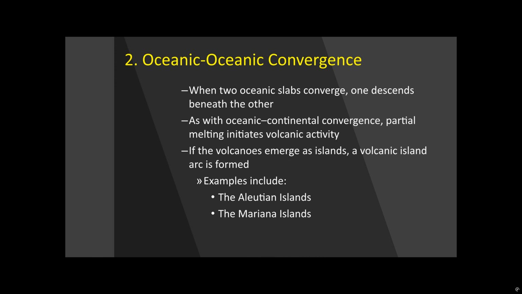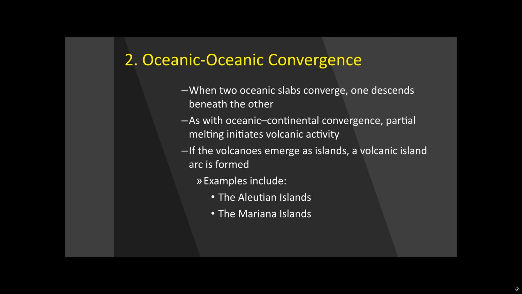The second type of convergent plate boundary is oceanic-oceanic convergence. And this is when two oceanic slabs converge or move toward one another and one descends beneath the other. Now, which one is going to end up descending? Basically, the older slab will descend beneath the younger oceanic slab because the older slab has had longer time to soak up more water and gain more sediment, so it becomes denser.